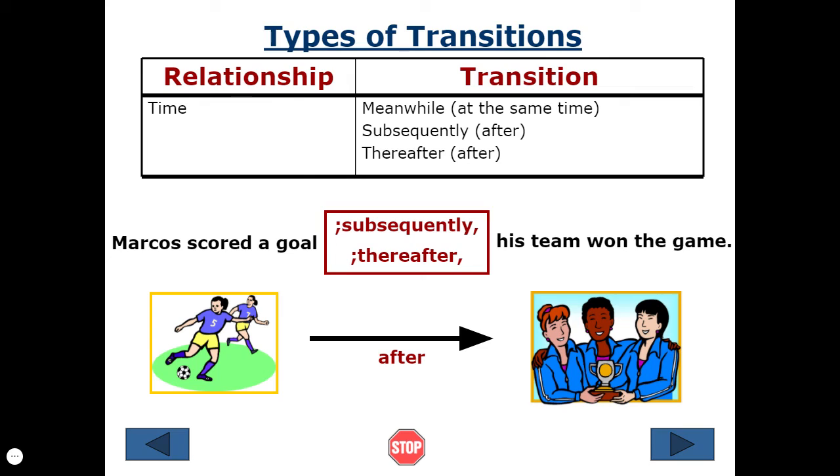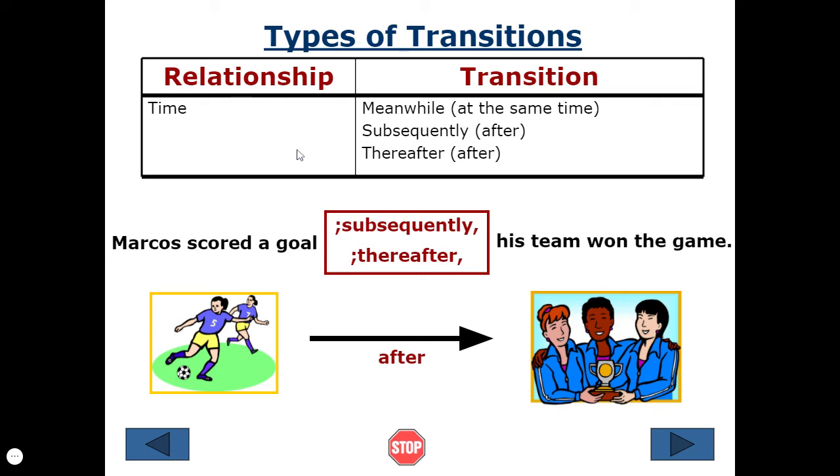There are also transitional phrases that create that relationship of time. So meanwhile, subsequently, thereafter. So this is where you let your reader know the order in which things are occurring. And sometimes that's important. So these transitional words can help you with that. For example, Marcos scored a goal. Subsequently, his team won the game. So we know that they didn't win until after he scored the goal. So it creates that relationship of time.